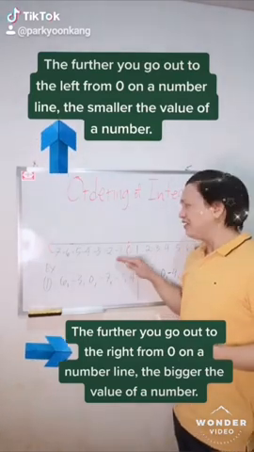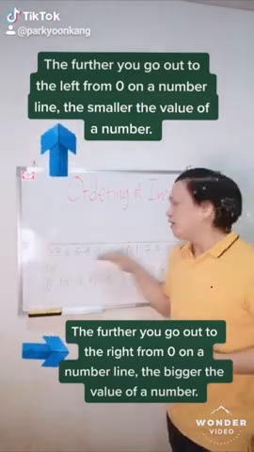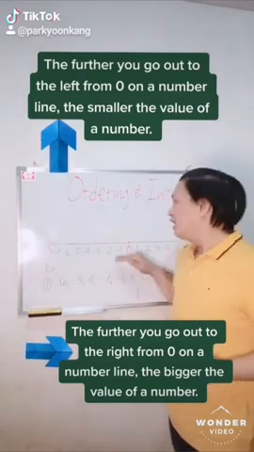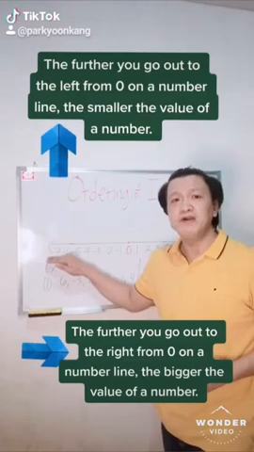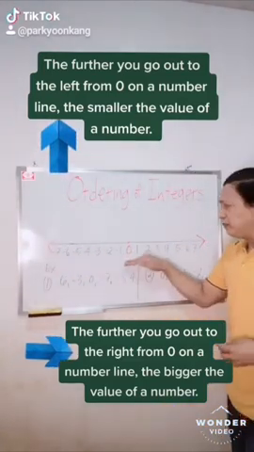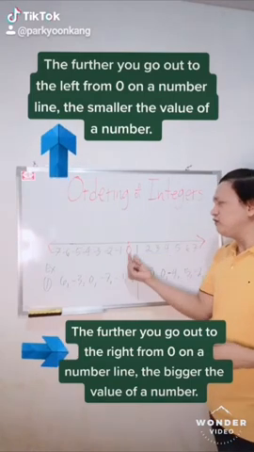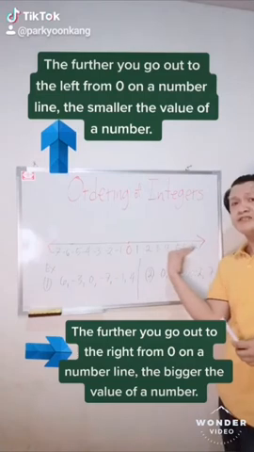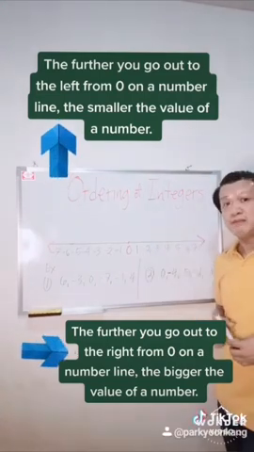If you go this way, this is the negative. The further you go this way, the number is smaller. Meaning, habang lumalayo ka sa zero, ang number mo ay lumiliit. Same with this. Kapag dito naman sa positive, if you are going to move to the right, then the number is bigger, or lumalaki naman yung number mo.